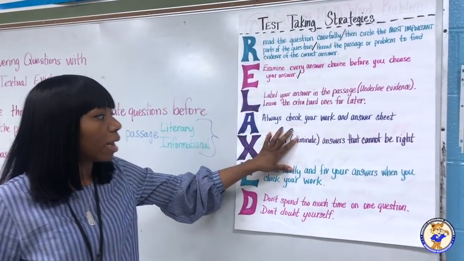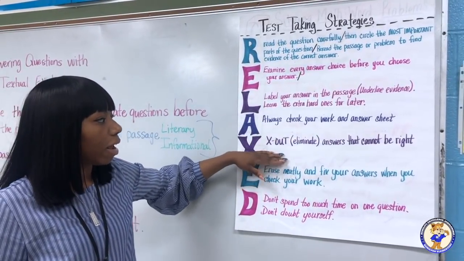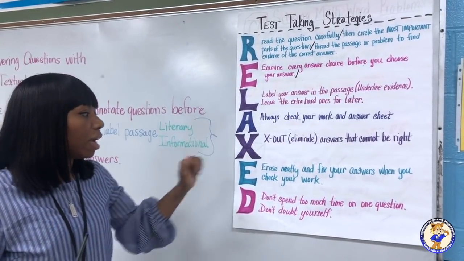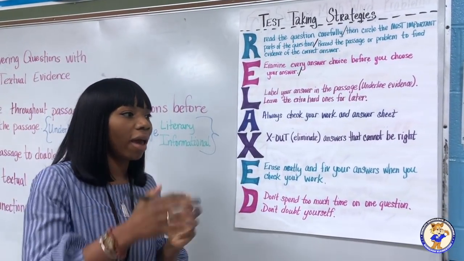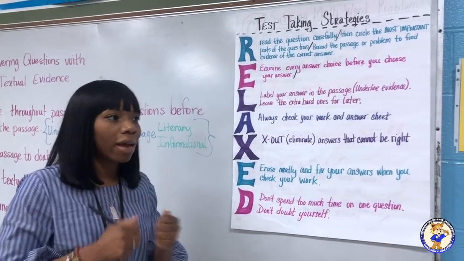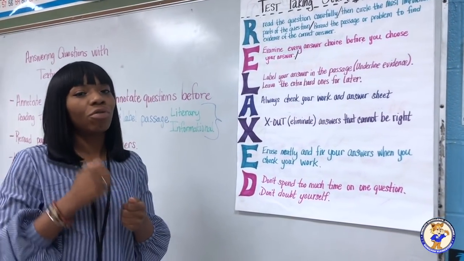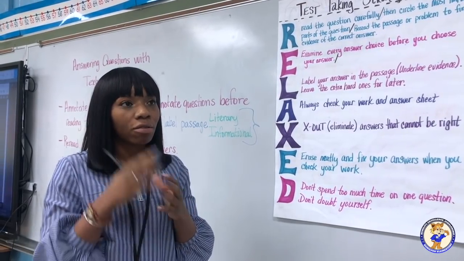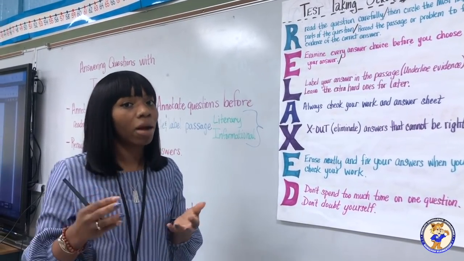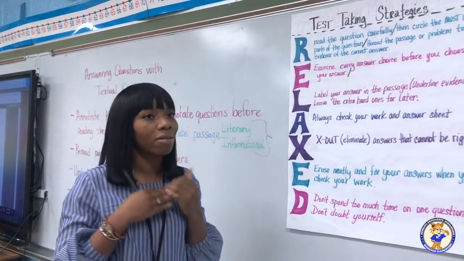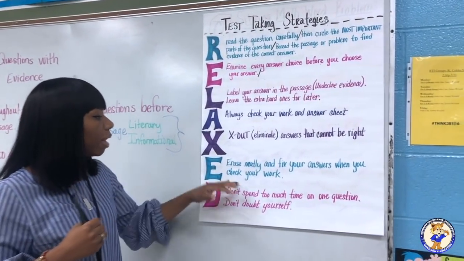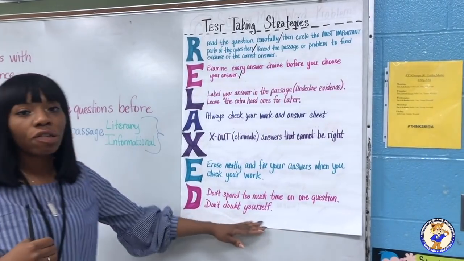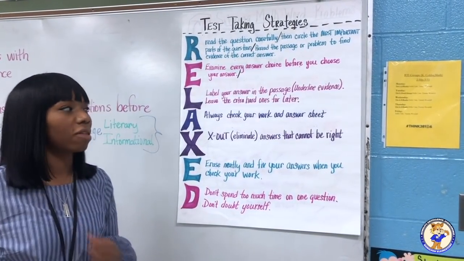Always check your work and answer sheet. X out answers or eliminate answers that cannot be right. They're obviously wrong. Erase neatly. Make sure you don't have 2 bubbles that look like they're both for one question, because if you do, the machine and those that are monitoring or checking the student work, they will mark them wrong if they have more than one answer, and it's not a multiple select problem. Last, don't spend too much time on one question. Don't doubt yourself. Trust your first choice most of the time.